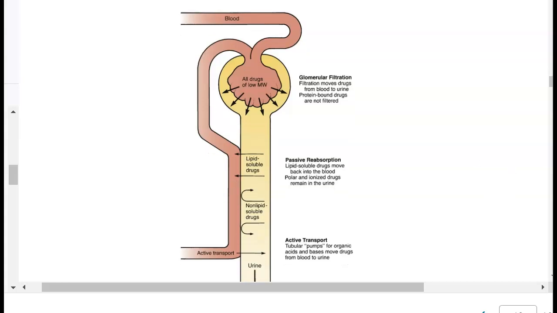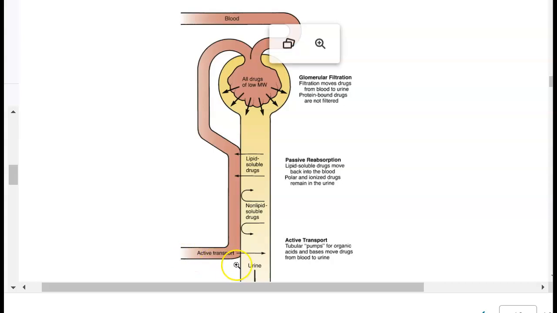And you can see that here. We have our blood meeting into the glomerular filtration. Low molecular weight drugs that are not protein bound will pass through here and now they become part of urine. But if you're protein bound, you can't pass through. You're going to come down through the blood supply again into here, which is your passive reabsorption. Lipid soluble drugs may come back out into here, but non-lipid soluble drugs bounce back and they stay within the urine.